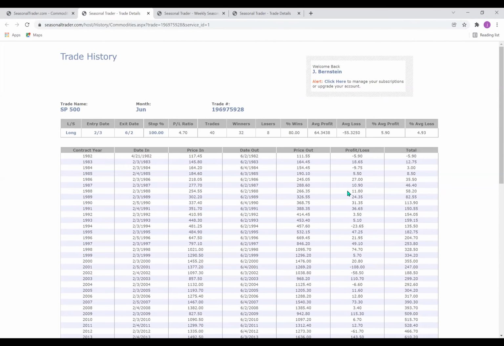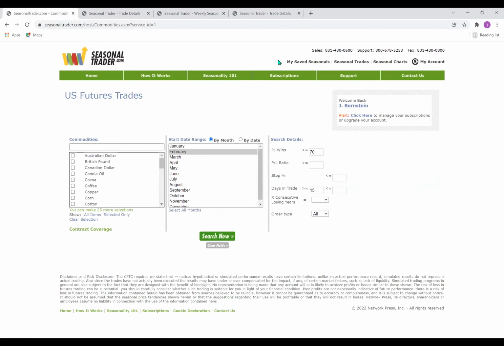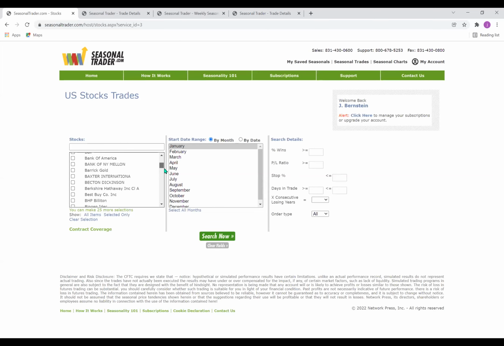And let's go to another market, like so. Let me show you something else that you might find interesting. I'm going to go to the stocks, seasonal trades for stocks, US stocks. And I'm going to go to the Dow Jones. And we have data on the Dow Jones all the way back to 1920. So we're talking over 100 years of history.